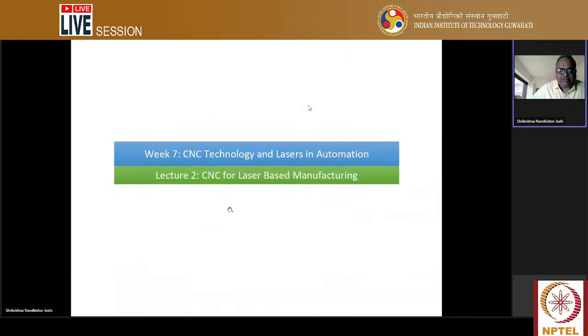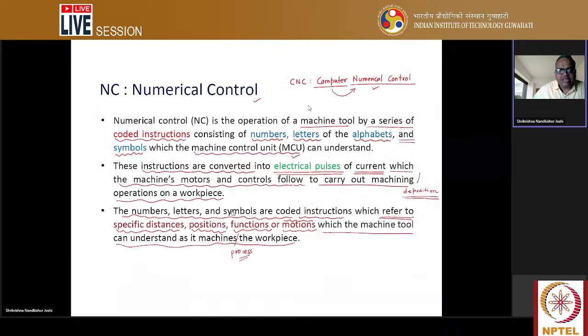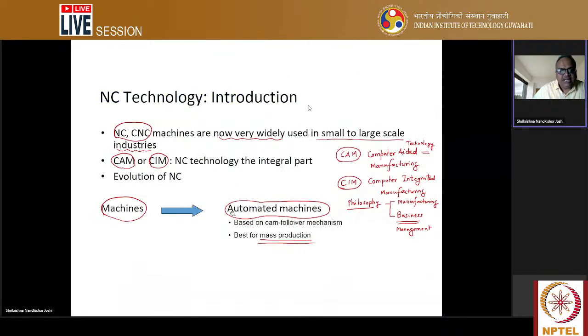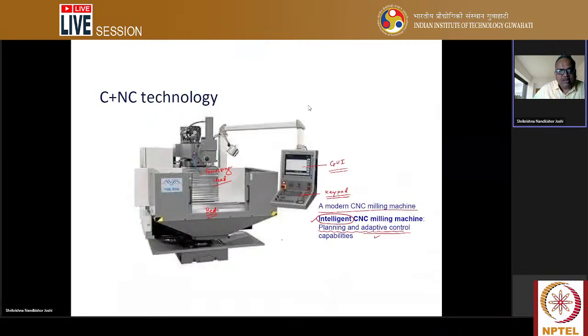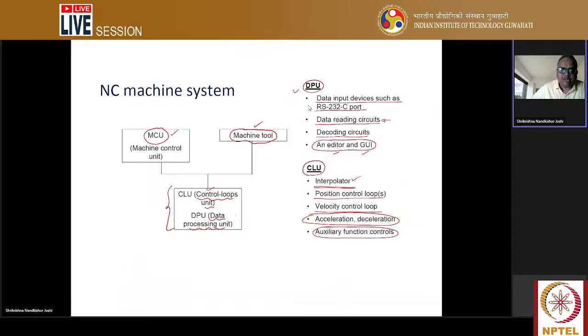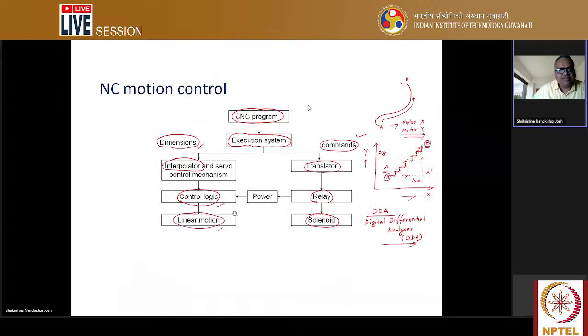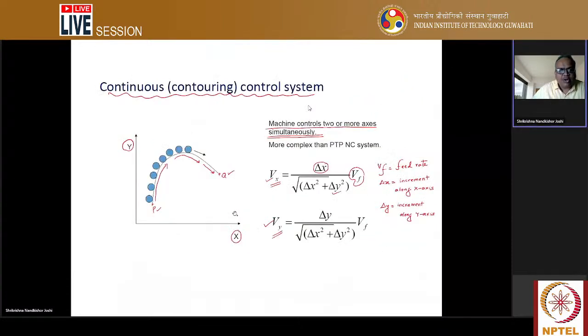In the next lecture of week 7, we have seen the CNC technology, an introduction to CNC technology, the meaning of NC, that is numerical control, and how CNC is helping the industry to enhance productivity. What are the various components of an NC-based machine tool, control systems, classification of the control systems. All these details are there in the lectures.